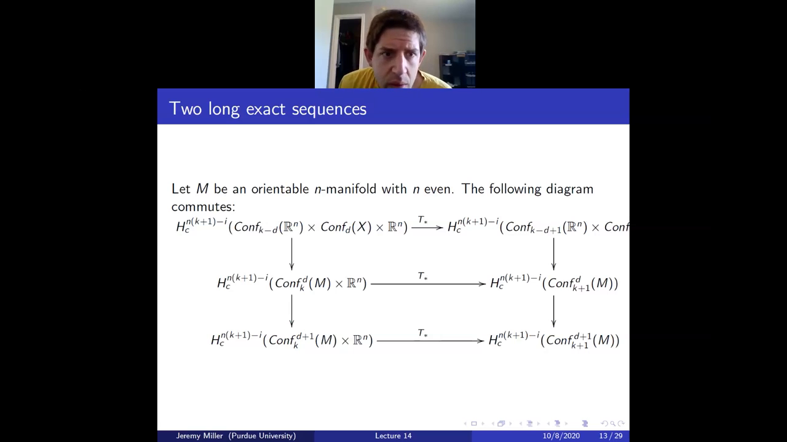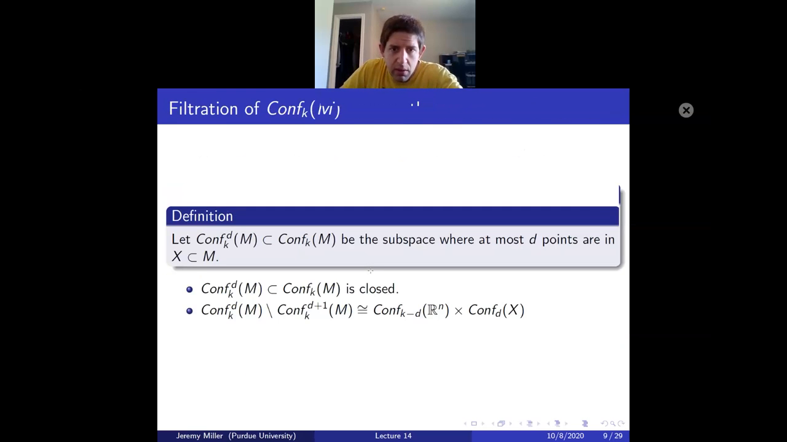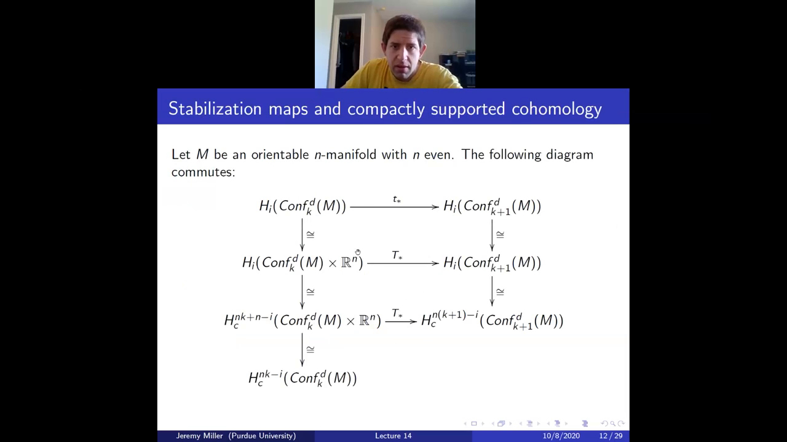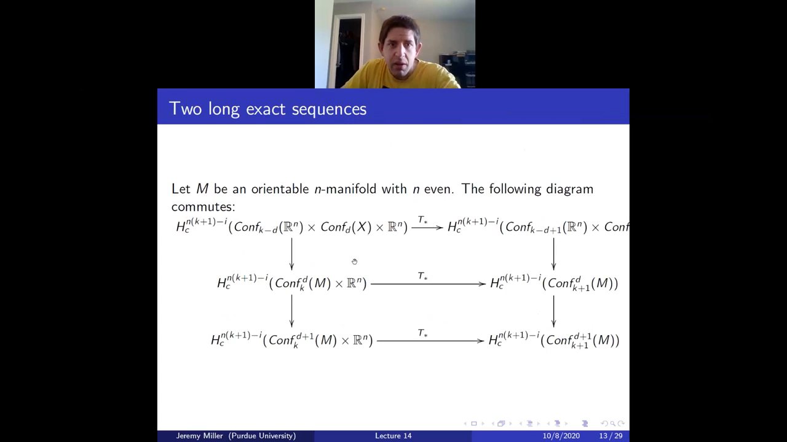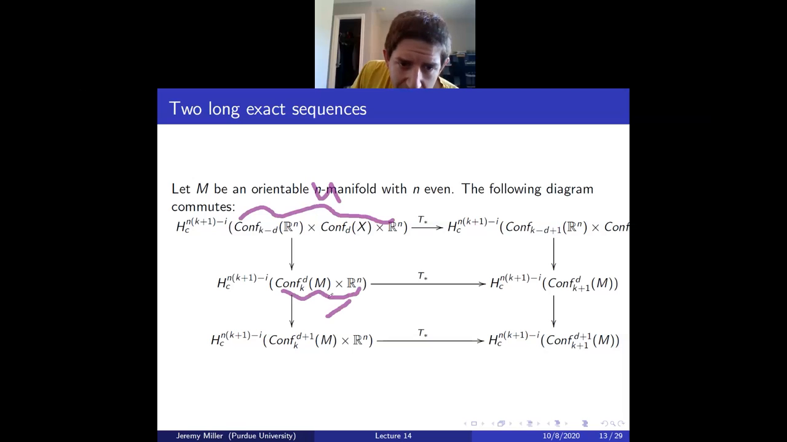Okay, so maybe let's back up and go a few slides. I'll just say what this is. Remember, let's look at this side. We're taking this to be U and this to be X, and then this is X minus U. So we get a long exact sequence in compactly supported cohomology. And you can do the same thing on the right. And the diagram commutes.